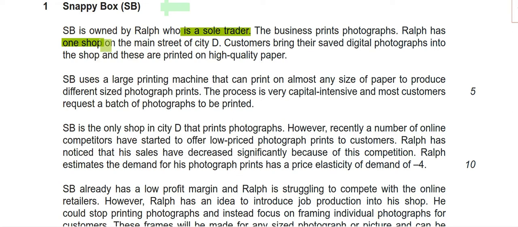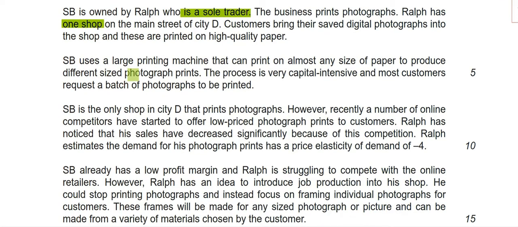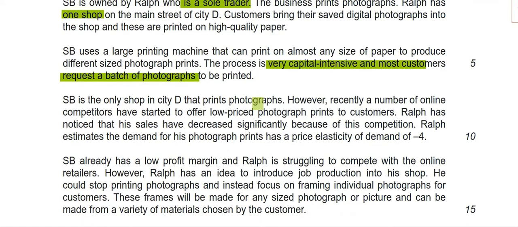So basically he is just providing a service for printing photographs for people. SB uses a large printing machine that can print on almost any size of paper to produce different size photograph prints. The process is very capital intensive and most customers request a batch of photographs to be printed. This is something we know ourselves: once you're getting your photos printed, you mostly have quite many of those, so obviously they will be produced in a batch.